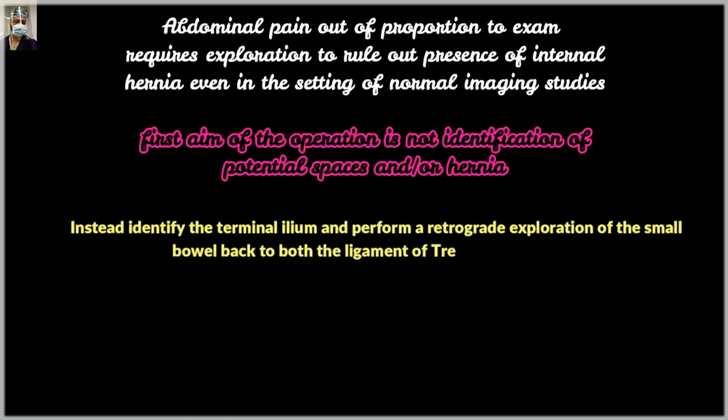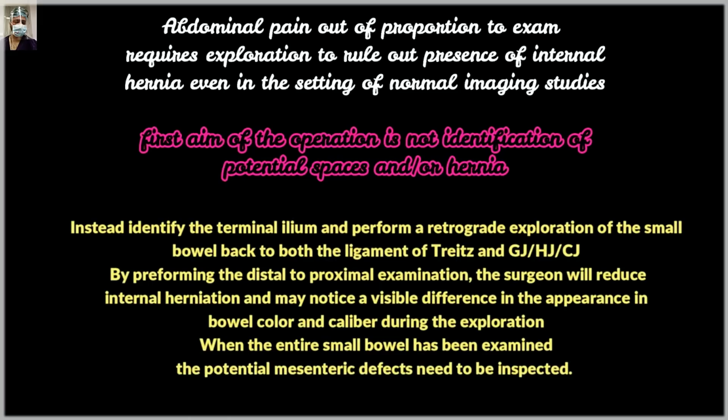Abdominal pain out of proportion to examination requires exploration to rule out the presence of internal hernia even in the setting of normal imaging studies. The first aim of operation is not identification of potential spaces or hernia. Instead, identify the terminal ileum and perform a retrograde exploration of the small bowel back to the ligament of Treitz and the gastrojejunostomy, hepaticojejunostomy or cystojejunostomy. By performing the distal to proximal examination, the surgeon will reduce the internal hernia and may notice a visible difference in the appearance of bowel color and caliber during the exploration. When the entire small bowel has been examined, the potential mesenteric defects need to be inspected.